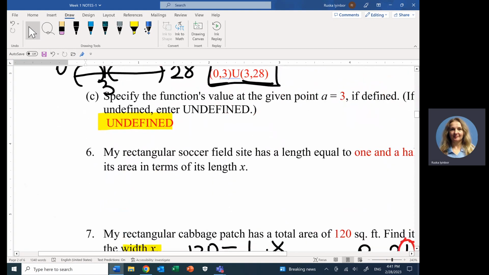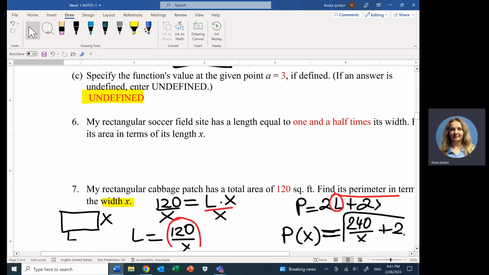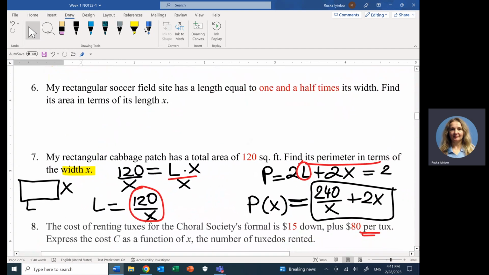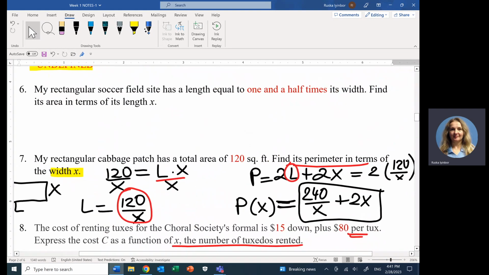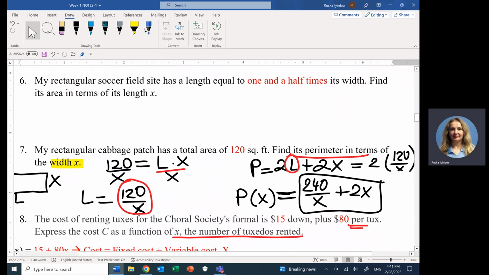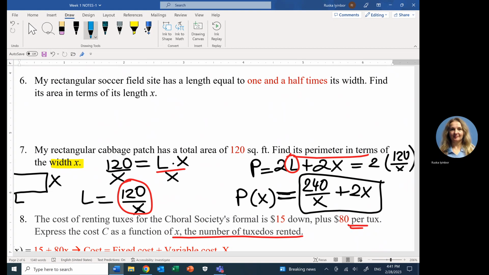And then the next two questions are about word problems, the application. So we're just going to read the question and solve it. Looking at number 6, I deleted 6 so I can do it again, and 7 is the same way. So number 6, we have a soccer field, rectangular. Let me draw a picture. We have a rectangular soccer field.